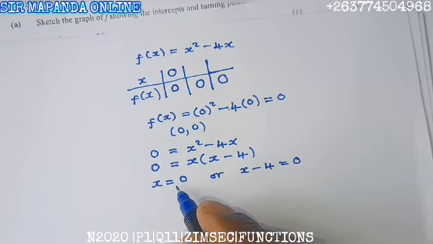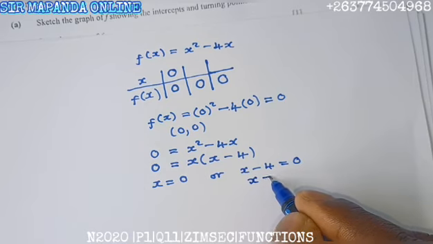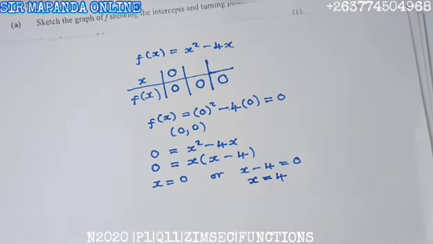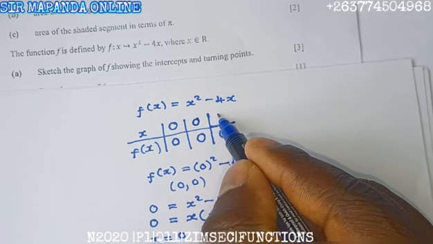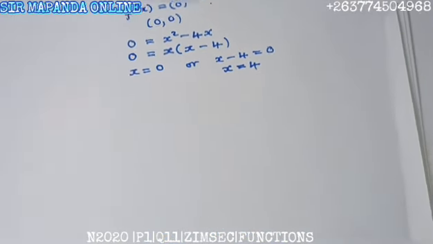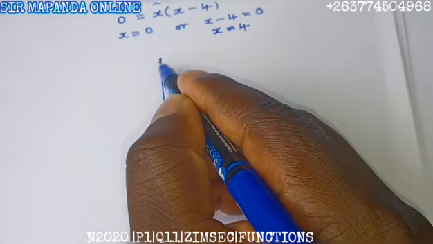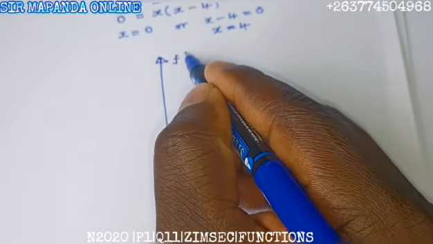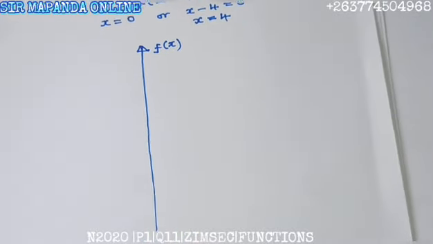So the first one is solved already. Then to completely solve the other one, you move minus 4 to the right side, you get x is equals to 4. So it simply means when f of x is 0, you get x is equals to 0, and you also get x is equals to 4. These are the intercepts. I hope you are following. So let us put the intercepts on our Cartesian plane. We are going to have f of x as the y-axis. I hope you are following, class.